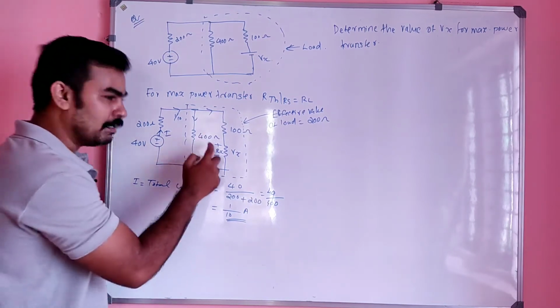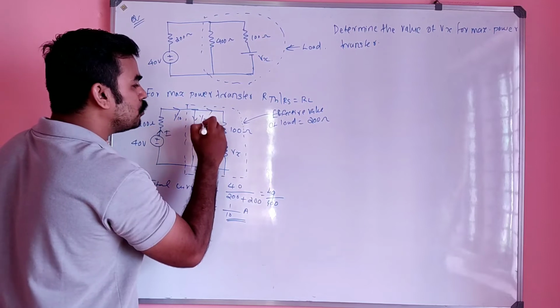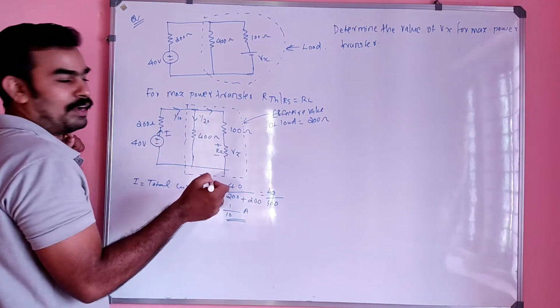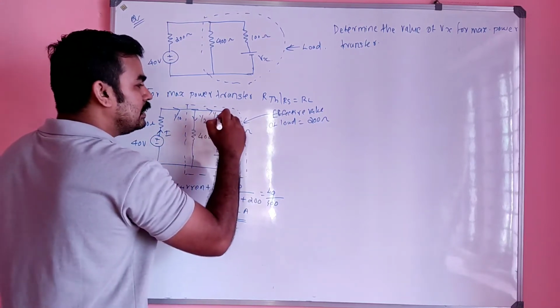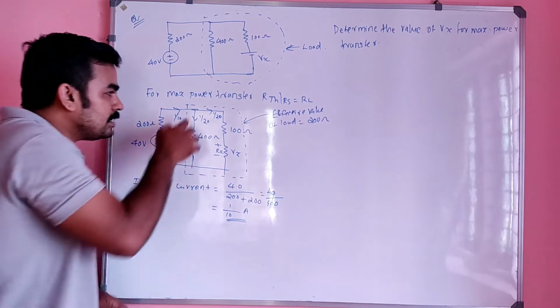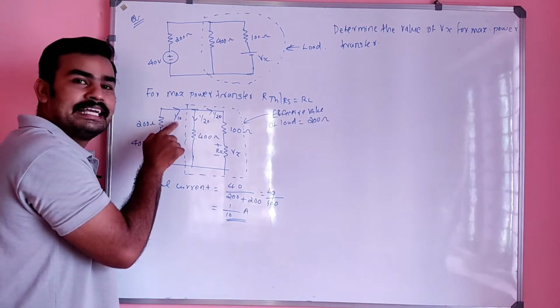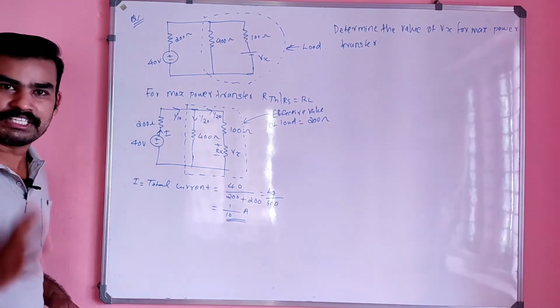Is it clear? That means I can write that this current will be 1 by 20 ampere, half of the incoming current, because this is 400 and this is also 400, and this current is also 1 by 20. So the two currents here are 1 by 20 ampere each, half of the incoming current 1 by 10 ampere. Is the concept clear to you?